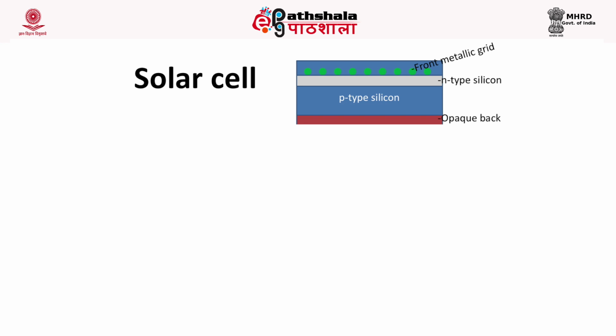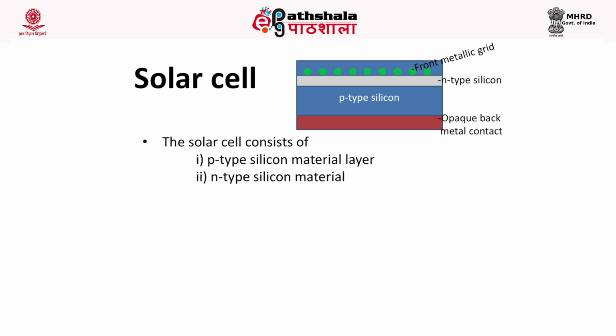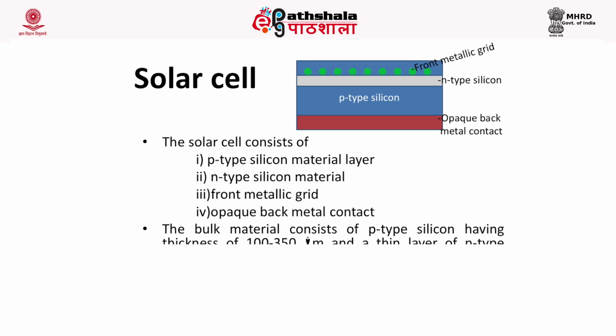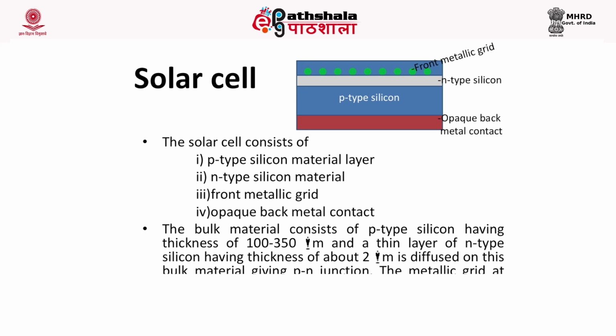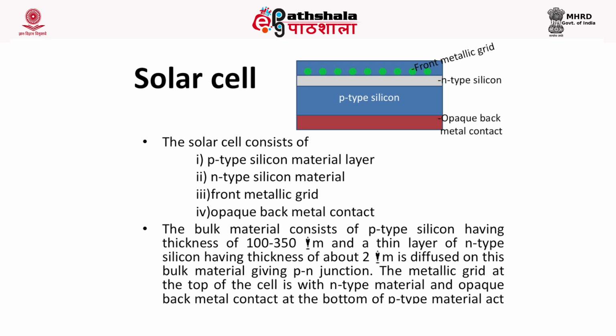Let's see what is a solar cell. The solar cell consists of P-type silicon material, N-type silicon material, front metallic grid and an opaque black metal contact.